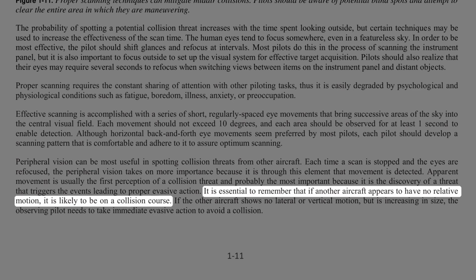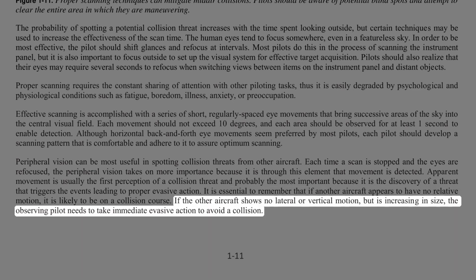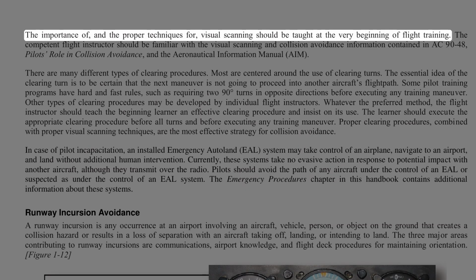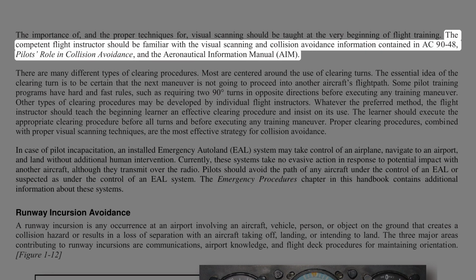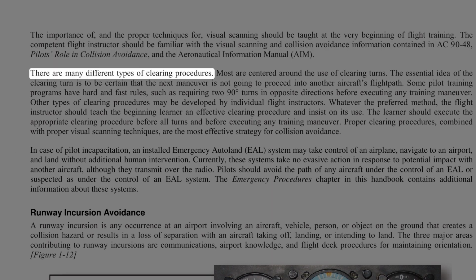It is essential to remember that if another aircraft appears to have no relative motion, it is likely to be on a collision course. If the other aircraft shows no lateral or vertical motion but is increasing in size, the observing pilot needs to take immediate evasive action to avoid a collision. The importance of and the proper techniques for visual scanning should be taught at the very beginning of flight training. The competent flight instructor should be familiar with the visual scanning and collision avoidance information contained in AC 90-48, Pilot's Role in Collision Avoidance, and the Aeronautical Information Manual, AIM. There are many different types of clearing procedures.